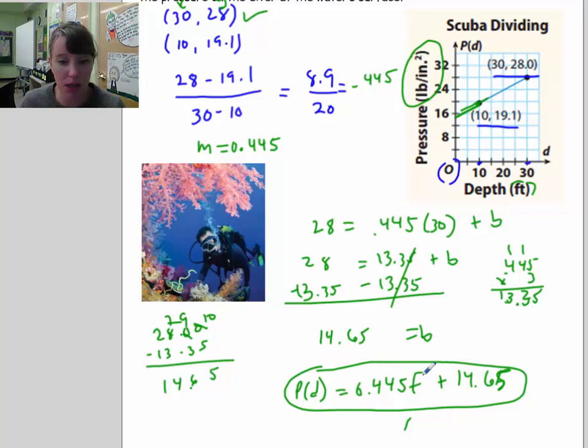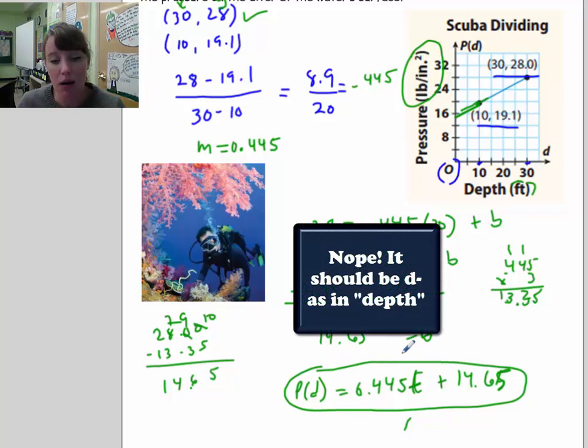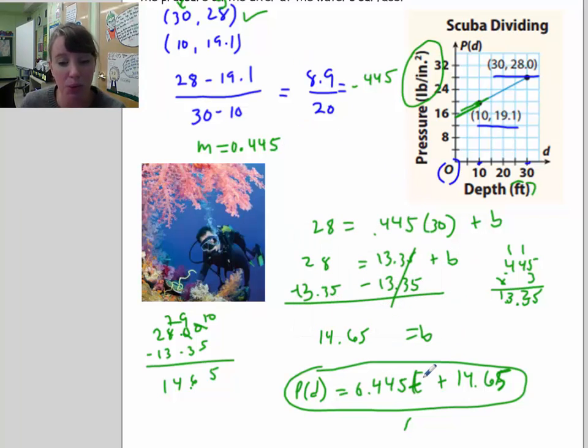So we did the same thing that we've done before, which is we found the slope and we used the slope and one of the points to find the y-intercept. And finally, we rewrote the entire thing, given the general form, P of D here, right?